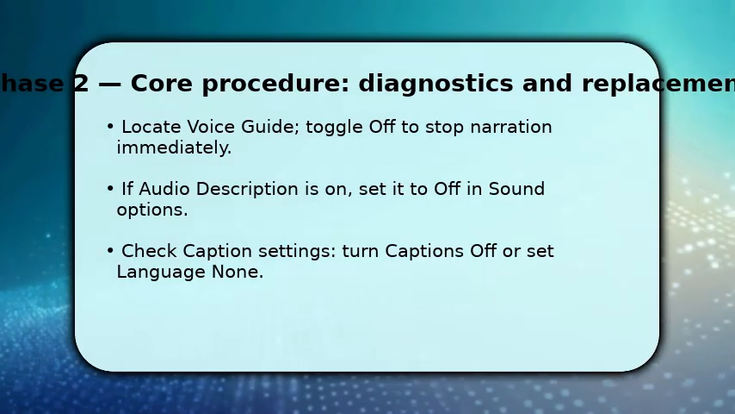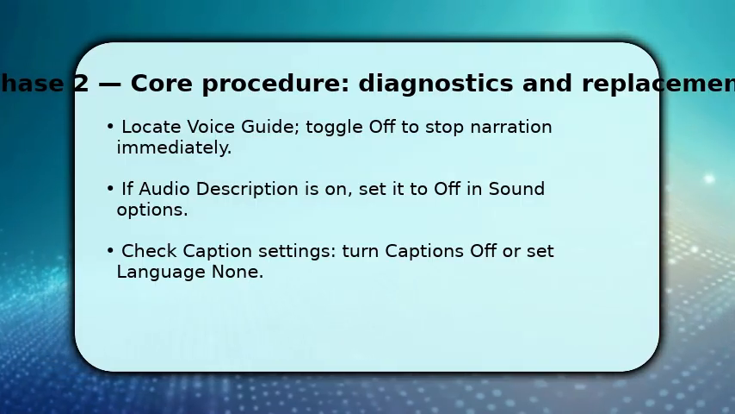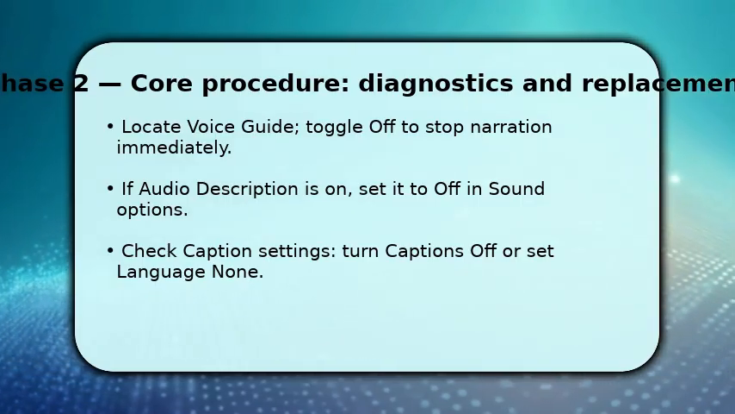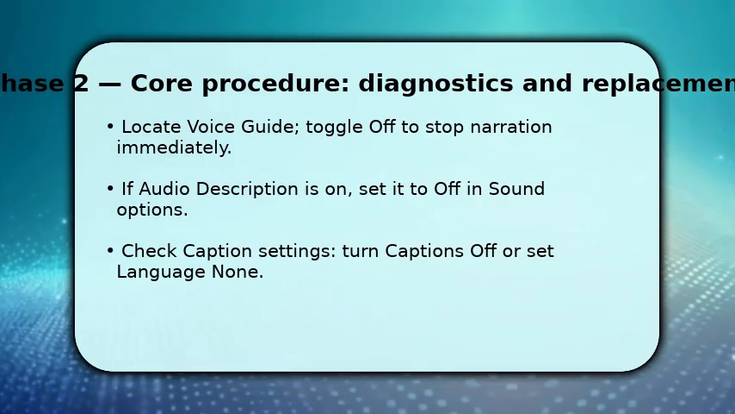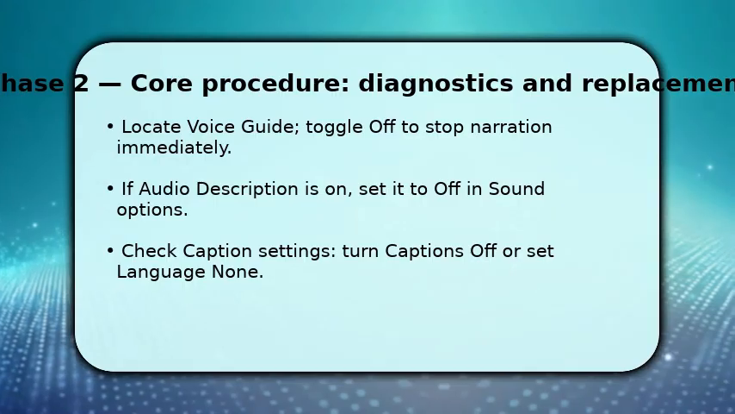That narrates program audio. Then check captions or subtitles and set them off or language to none because some TVs pair captions with voice. You do this because different features can cause talking. Turning each off ensures the TV goes quiet.